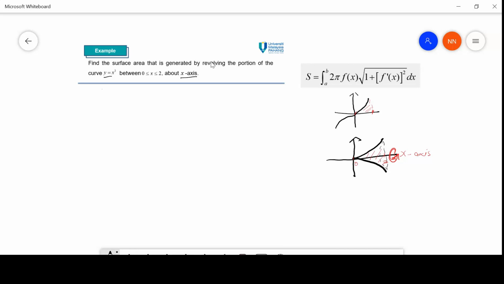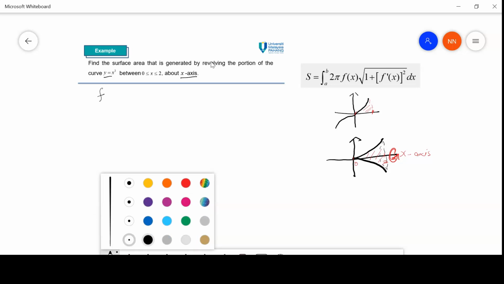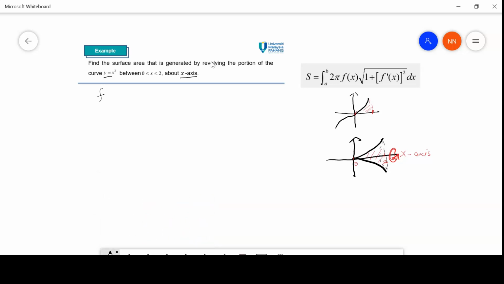Now we should have our f(x). So our f(x) equal to x cubed. Then we differentiate: f prime of x equal to 3x squared. So to find the surface area, we use the formula. It's the integral from a to b, which is 0 to 2, of 2 pi f(x) times the arc length formula, with respect to x.